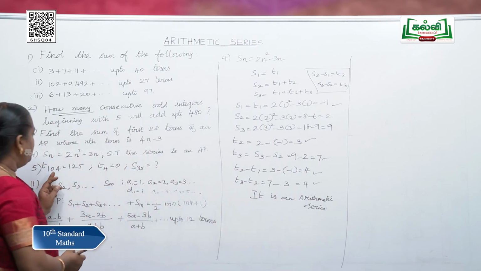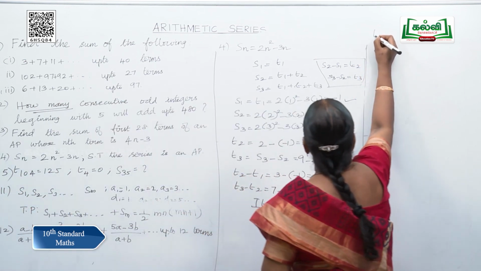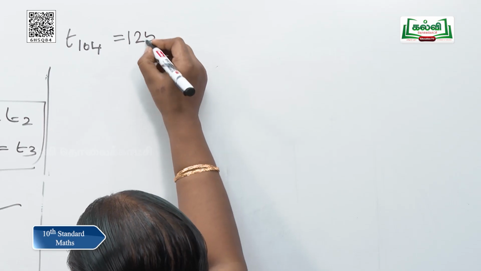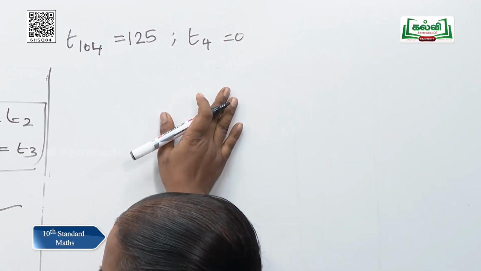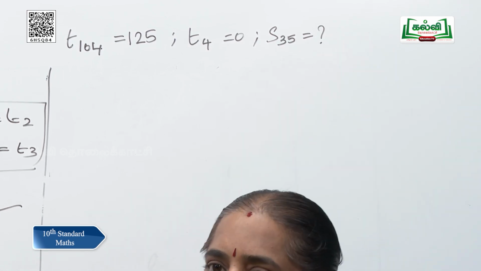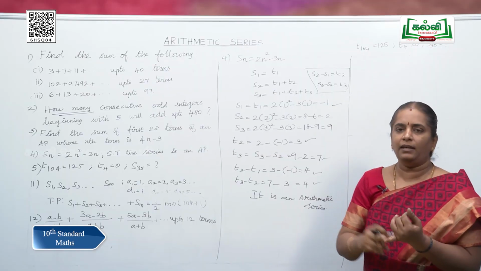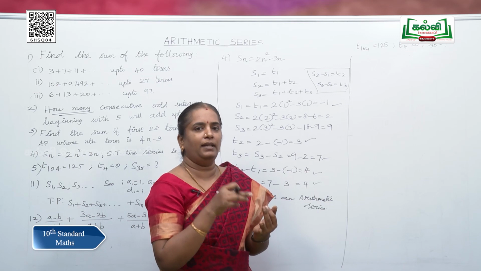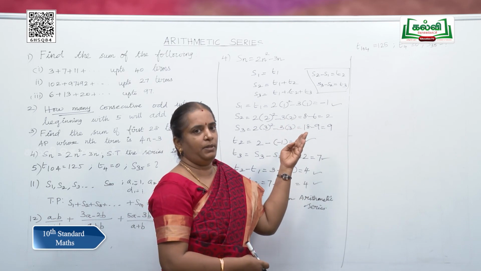Let us move on to the next one, which is the fifth sum. T104 is 125. So I am going to write it as T104th term. They have given in words. So let us take the statement as it is given now. T4 is 0 and find the sum of the first 35 terms. So you have a formula here. For the first 35 terms, we need A, N and L. So 35 is N, we need A and D or A and L. So for that, we need to find A from these two statements.